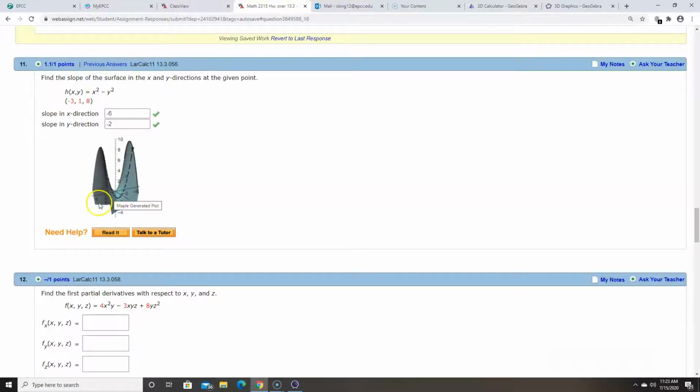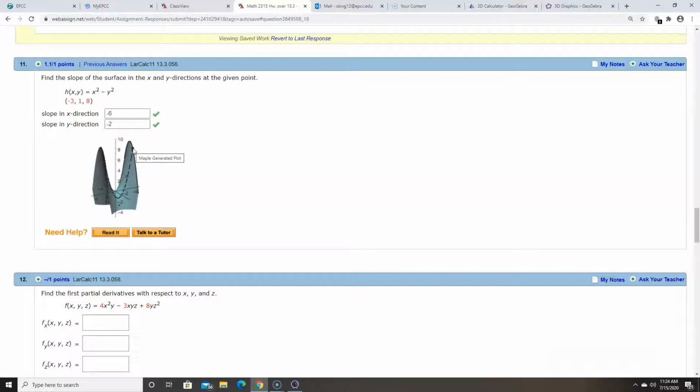And now they want us to find the slope in the x direction, the slope in the y direction again, just like on the previous problem, but it's a different surface. And the point this time is that x equals negative 3 and y equals 1. And if you put negative 3 right here, square it, and put 1 here and square it, you get 9 minus 1. And 9 minus 1 is 8. And so 8 is the range value, the mapping value, the function value, or the z value. And that's why they show you this z value, 8. And that's this point right here.